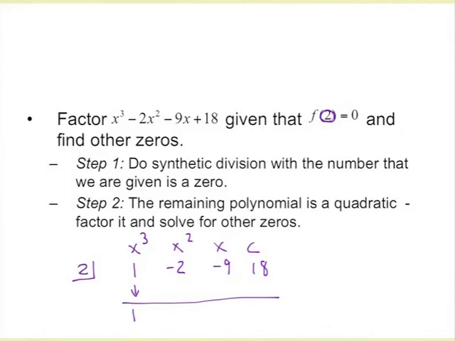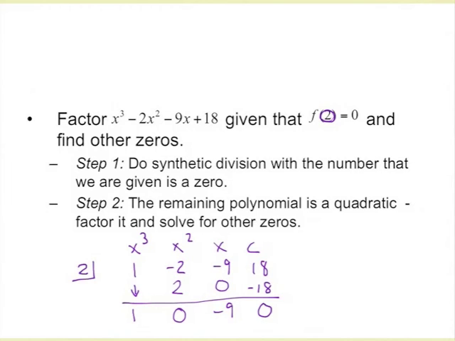Carry down the 1. Multiply gives 2. Add gives 0. Multiply gives 0. Add gives negative 9. Multiply gives negative 18. Add gives 0. We got a 0 at the end. That's a good thing. We should, because they told us f of 2 equals 0. When you plug in 2, you should get 0.